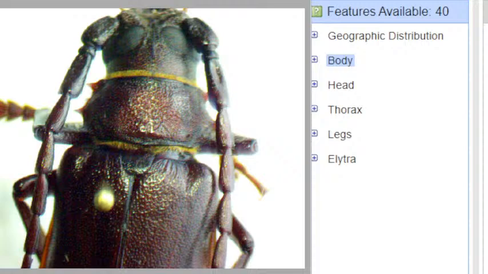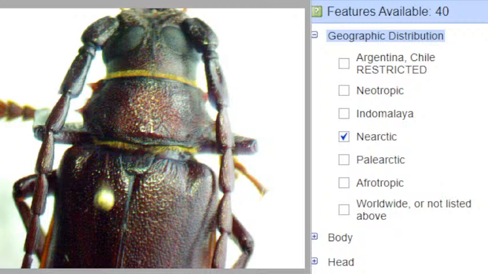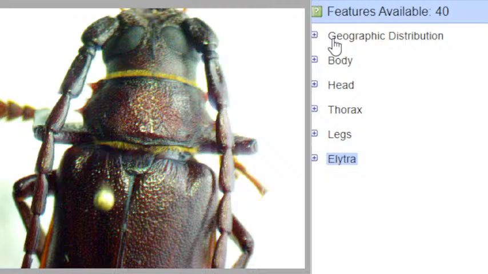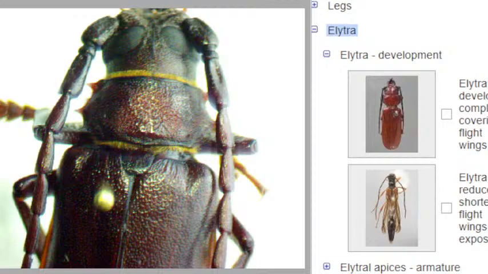We started off by looking at the geographic distribution. Let's see, I need to get this all set up again. All right, so we're in the Nearctic region, all of North America. Let's look at what characteristics we can find for the elytra. Make sure that you can see what I can see.